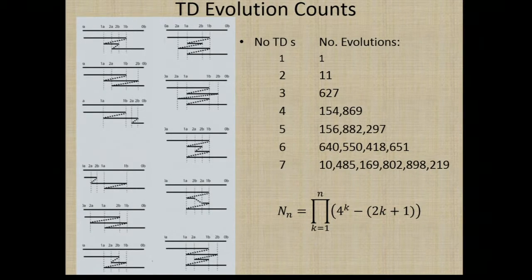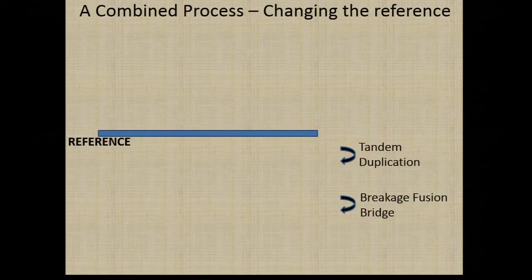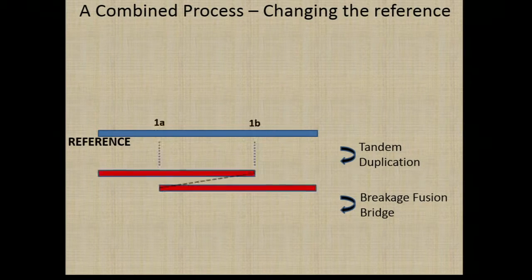So what we'd like to be able to do is to mix these things up and not just restrict ourselves to breakage fusion bridges. We want to allow lots of different mechanisms to take place and then ask how big is the space of rearrangements that we can have. So how can we go about this? Well, here's a reference. So let's allow ourselves one tandem duplication to take place. So we've copied this bit in the middle, so that bit's duplicated twice, and that gives us one structure.